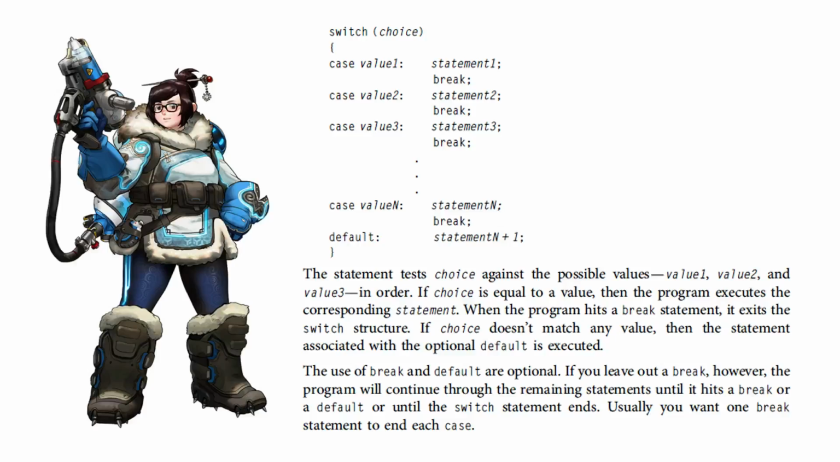Enumerations are a good case for this, where you have a known set of values. If one of these values matches the choice, if this value and choice are equal, it'll run the statement. It'll run everything inside that statement. You remember, you can have braces there. And then if it sees the word break, it'll jump right down to here, right at the very last line.